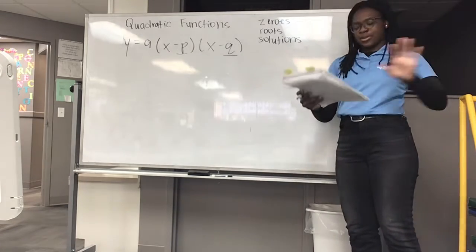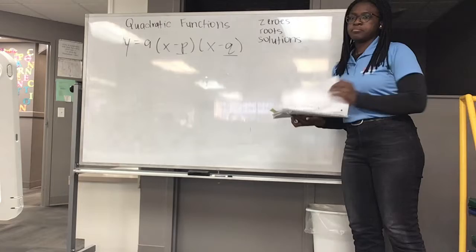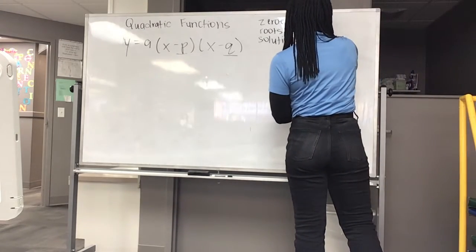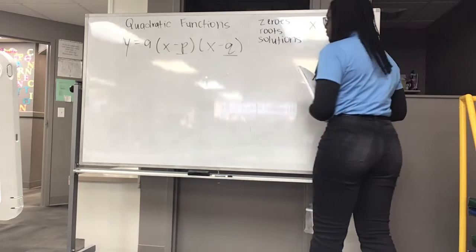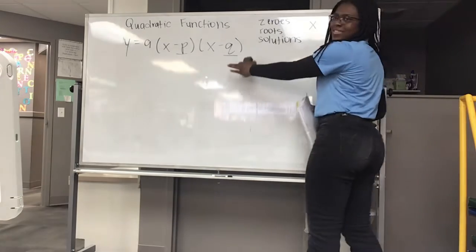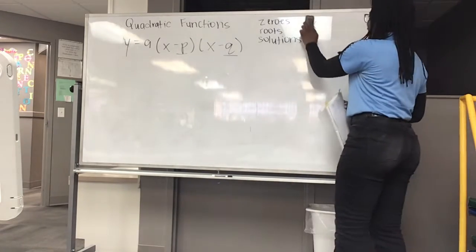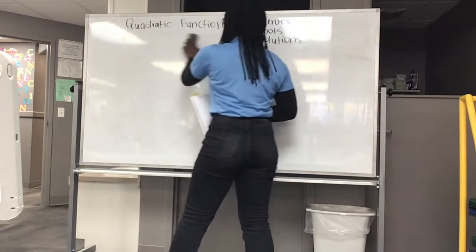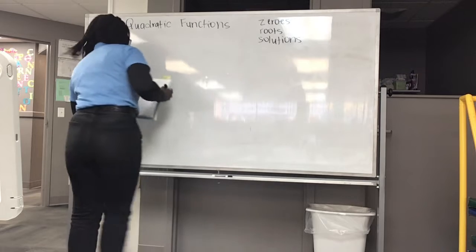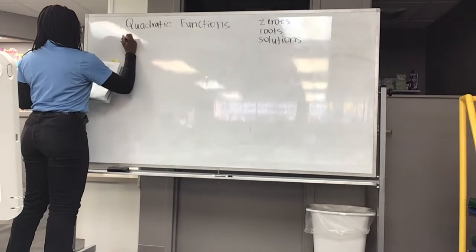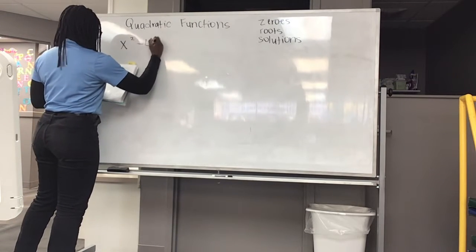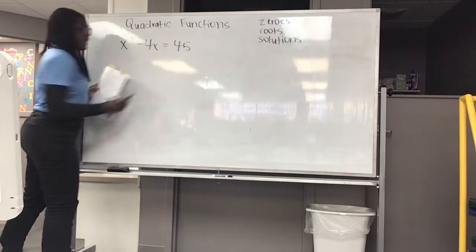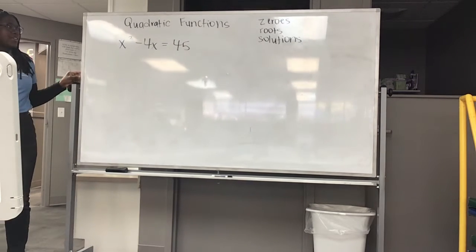So now let's work on an actual example. All right, over here. Okay, you guys have this down? Sorry, I'm going to write over here so it's bigger. Okay, so first example, let's say I have x squared minus 4x equals 45. And we want to solve this equation by factoring.